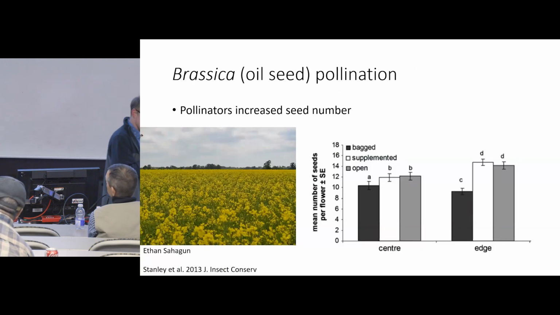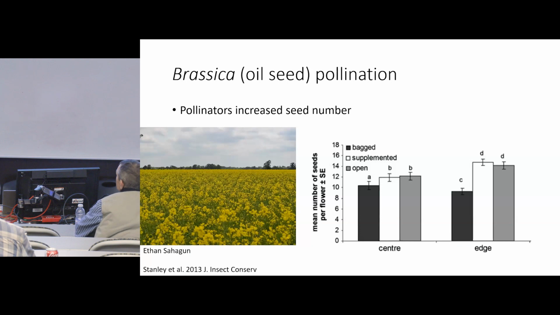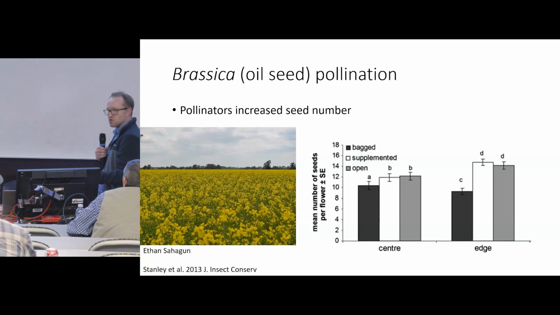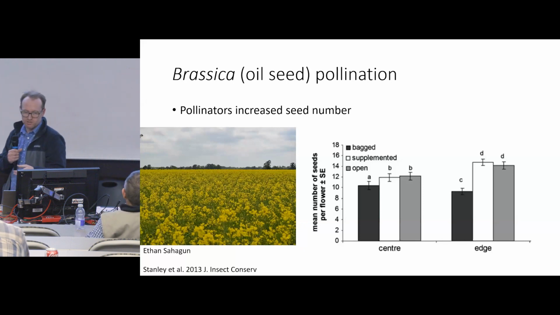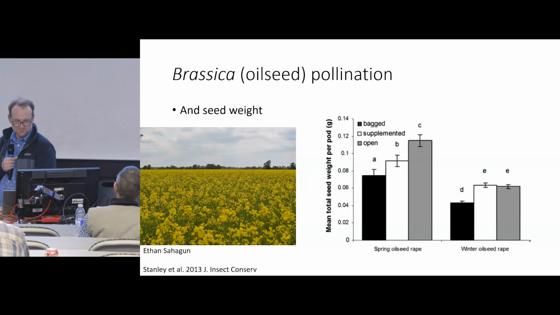This is some data from brassica, oilseed production. This is actually coming from Europe, but with the same experimental setup. On the left, the dark bar is pollinator excluded. In the middle, they have these supplemented flowers. And then the gray bar is just available to bees. On the edges of fields, they saw a big increase in the number of seeds per flower head when bees were available. So there's pollen limitation present. You could get more yield if you had more pollination in this example.